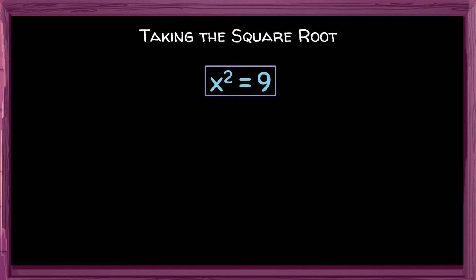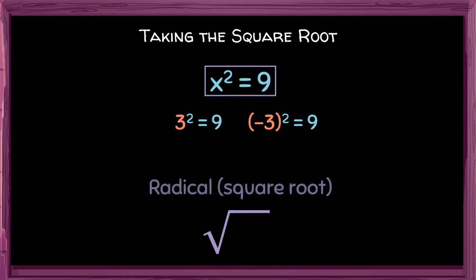Remember, the square root of a number is whatever number times itself gives us our original number. So the square root of 9 is any number that, when we square it, equals 9. In this case, 3 is a square root of 9. And we learned that negative 3 is also a square root of 9. We use this math symbol, called a radical, to mean square root.